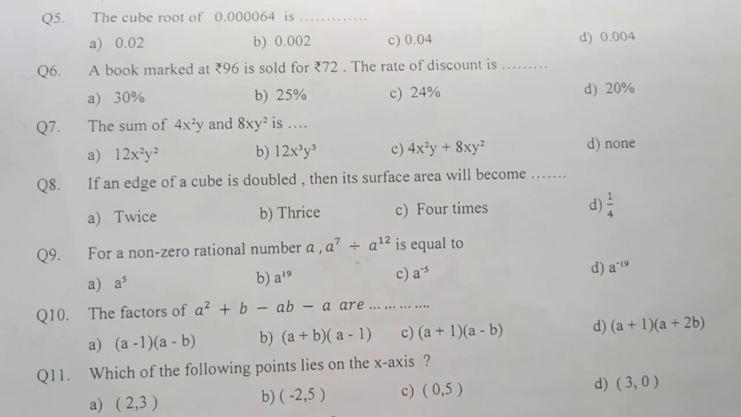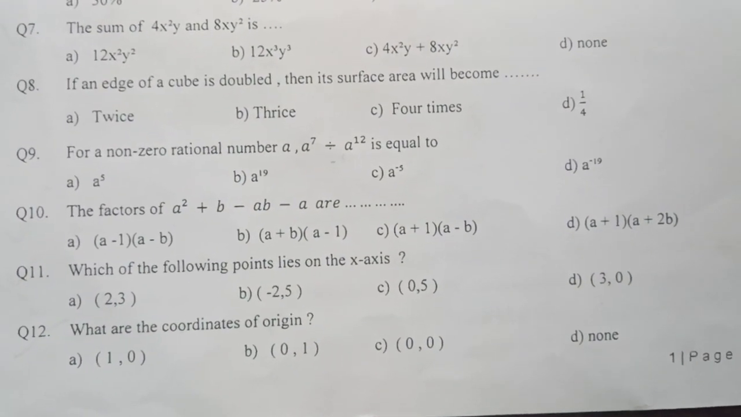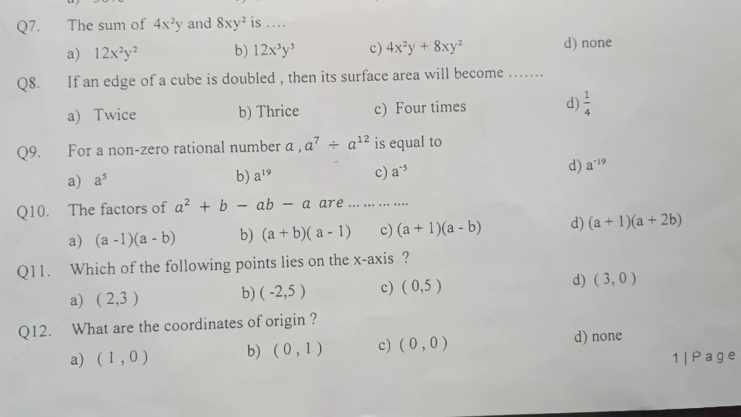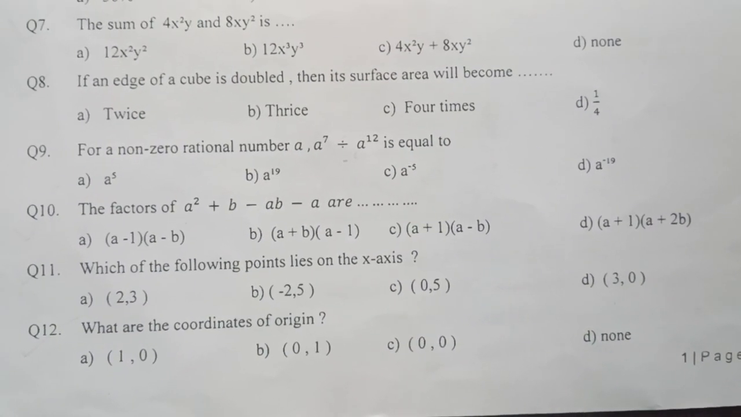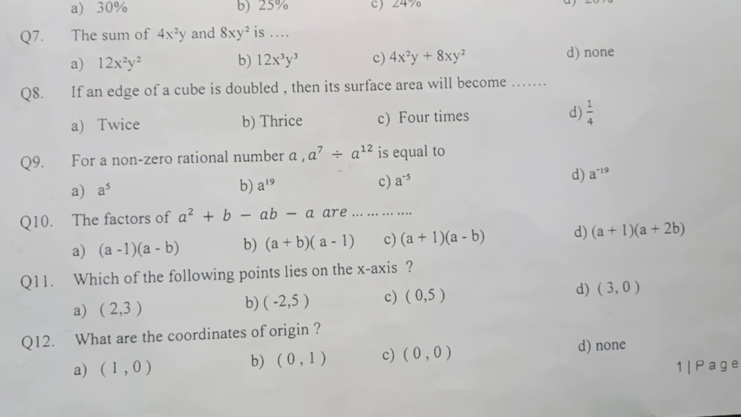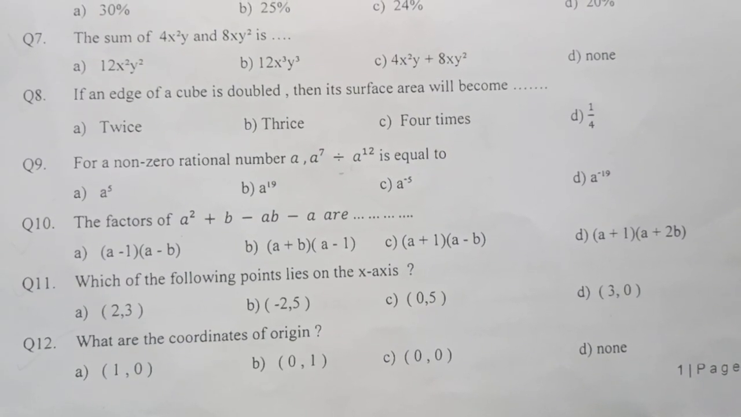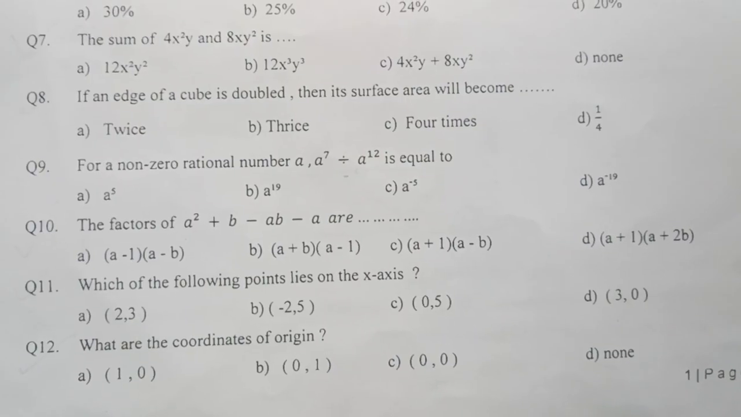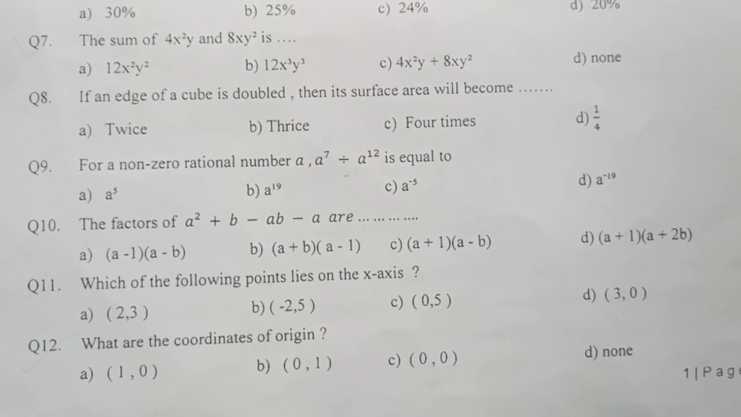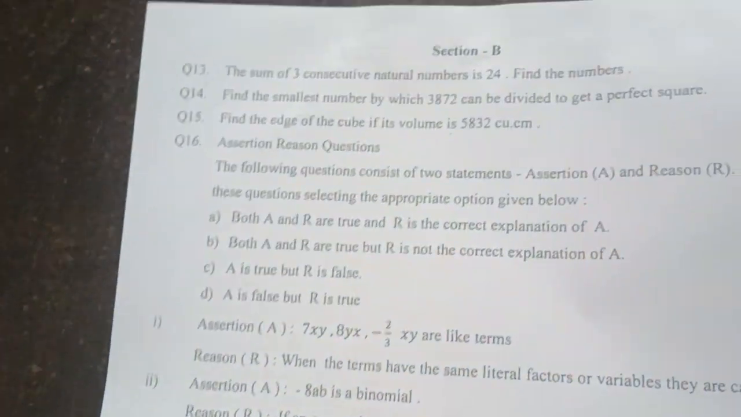The sum of 4x square y and 8x y square is dash. If an edge of a cube is doubled, then its surface area will become dash. For a non-zero rational number, a7 divided by a12 is equal to dash. The factors of a square plus b minus ab minus a are dash. Which of the following points lies on the x-axis? What are the coordinates of origin? So all are multiple choice questions. You have to choose the correct option.